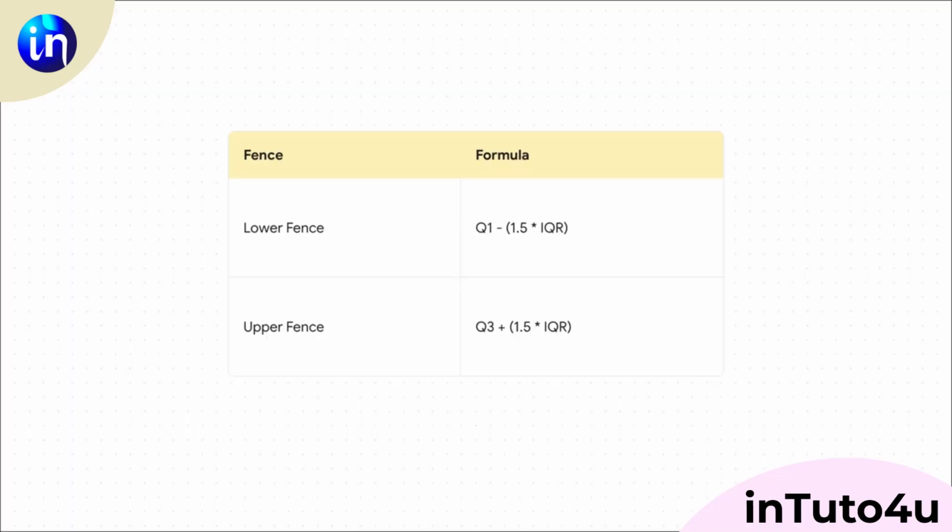And here are the formulas for those fences. We take 1.5 times the IQR and subtract that from Q1 to get our lower fence. Then we add 1.5 times the IQR to Q3 for the upper fence. Anything that falls outside these fences is flagged as an outlier. Think of it like putting a spotlight on any value that's behaving unusually.